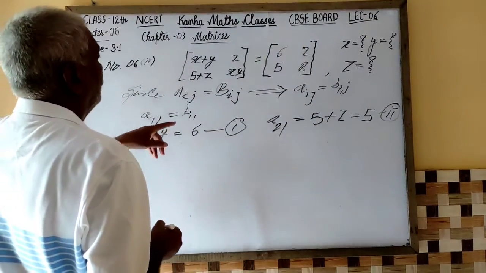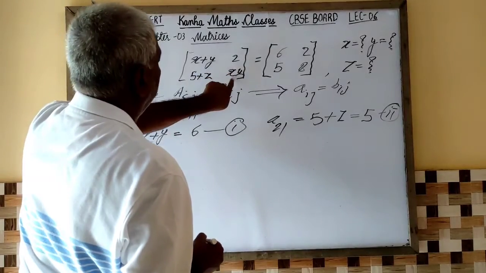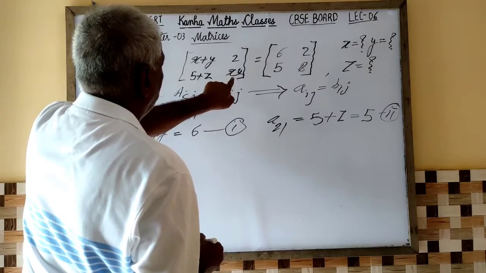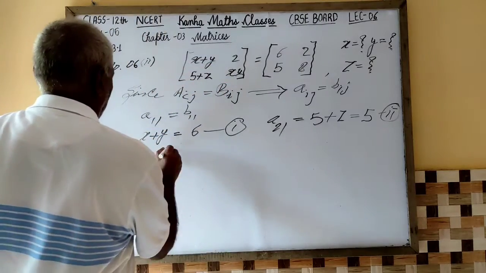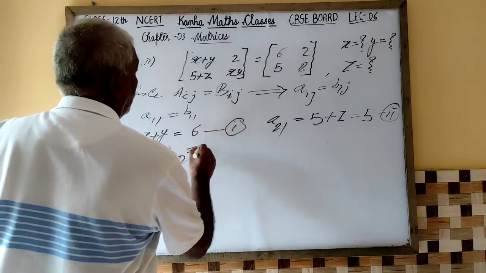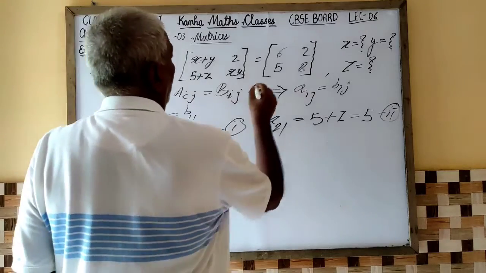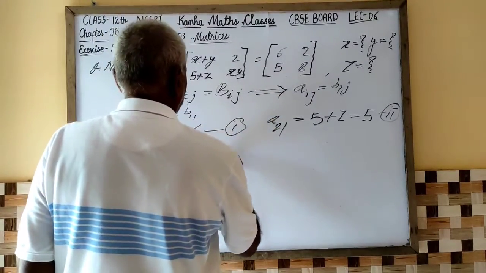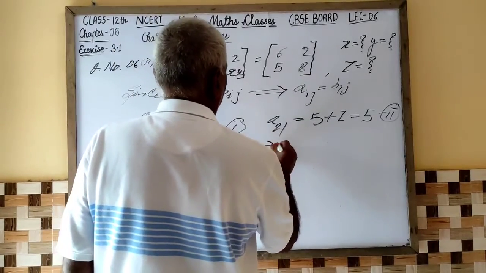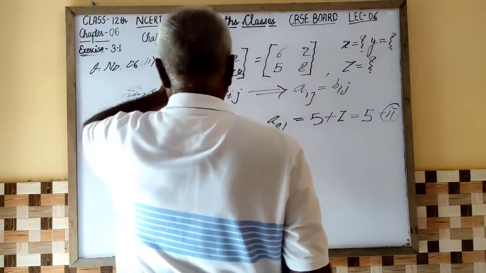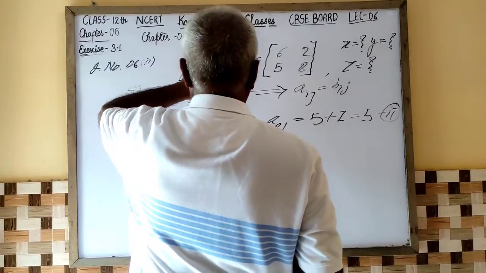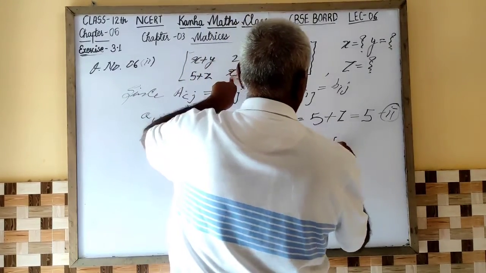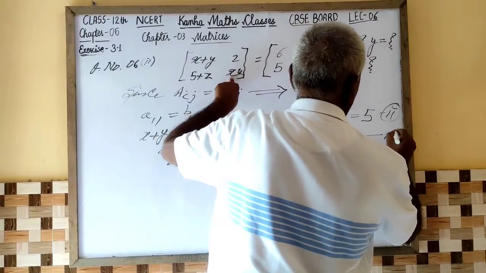Now we have the unknown element xy in the first matrix. This is A22. By equating A22 to B22, we get xy is equal to 8. This will be equation 3.